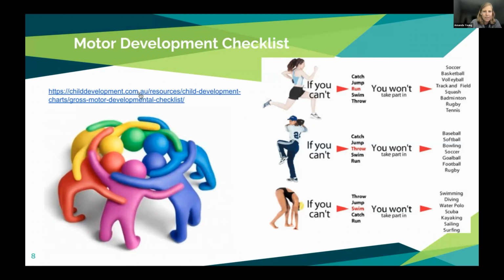This is a nice little developmental checklist that breaks down different motor skills, so you can see what is appropriate at each different grade level. We really want to focus on what is developmentally appropriate for our students so we know what we should be teaching them.